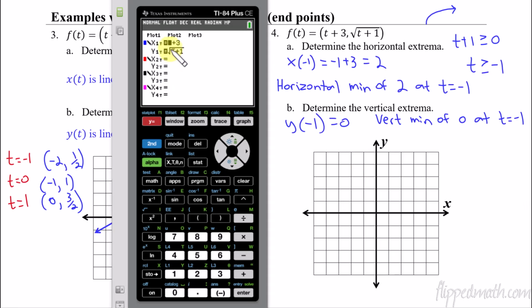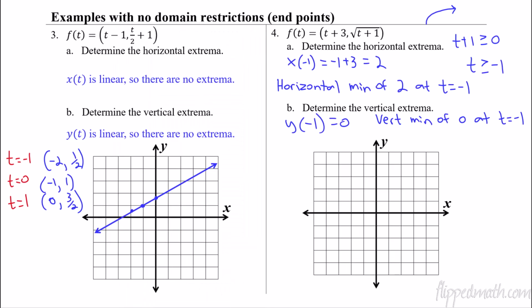So there's things entered in here. There's the x and the y coordinate point and functions. And then if we graph it, it looks like this. So you can kind of see it. Basically, it's just like the square root graph, but it's starting right there at the coordinate point of -2, 0, which makes sense because we said there was a horizontal min of 2 and a vertical min of 0. So we're starting off right there.